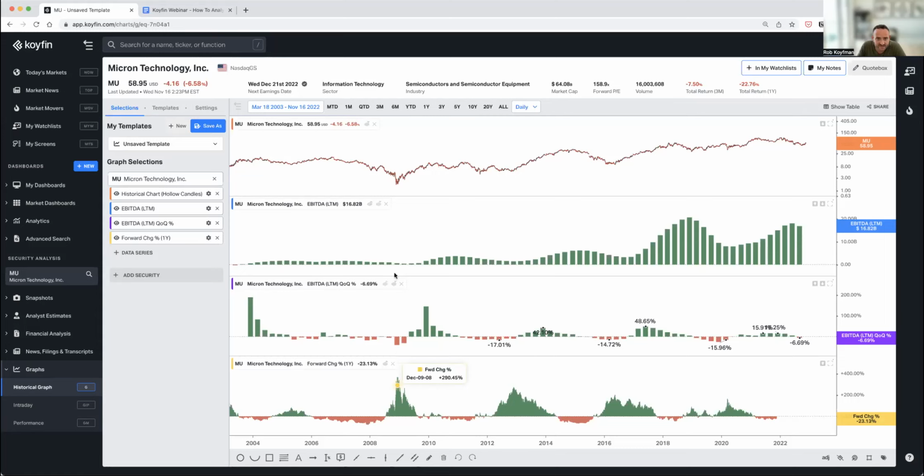This is December of 2008, meaning if you bought the stock here, I don't know where it is exactly, and held it for 1 year, you realized a gain of 329%. And so you can see that this is pretty cyclical as well.